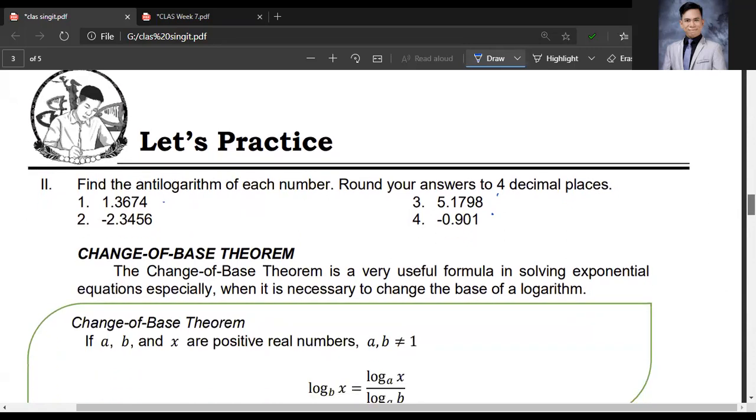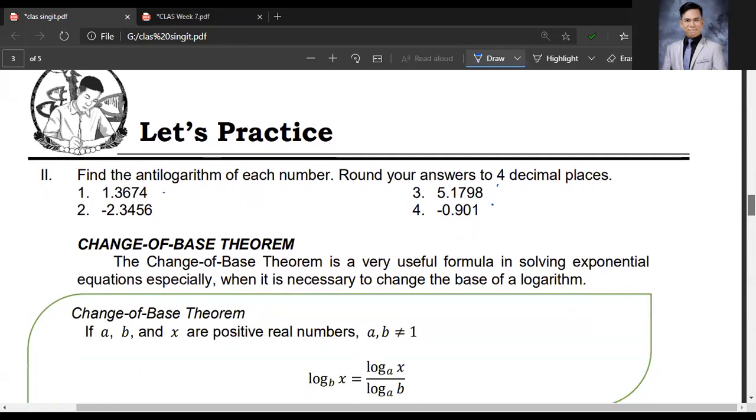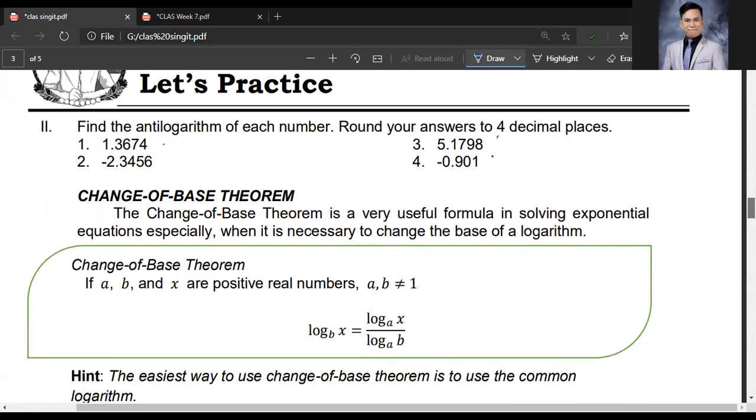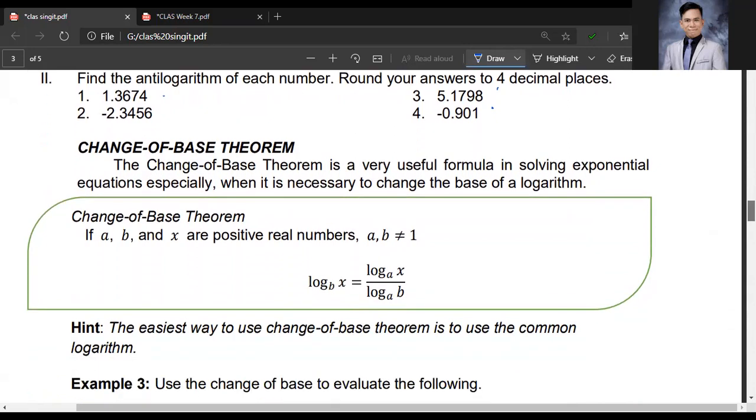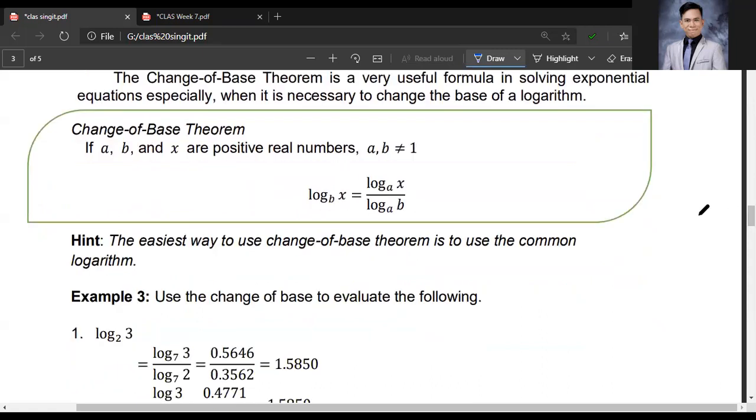Next, change of base theorem. So the change of base theorem is a very useful formula in solving exponential equations, especially when it is necessary to change the base of a logarithm. So ayan po siya. Ano mangyayari? Kapag meron tayong logarithm of x with a base b, pwede siyang gawing logarithm of x with the base a over logarithm of b with the base a. Dapat pareho yung base nila. Okay? Tapos si x sa taas, yung b na sa baba.